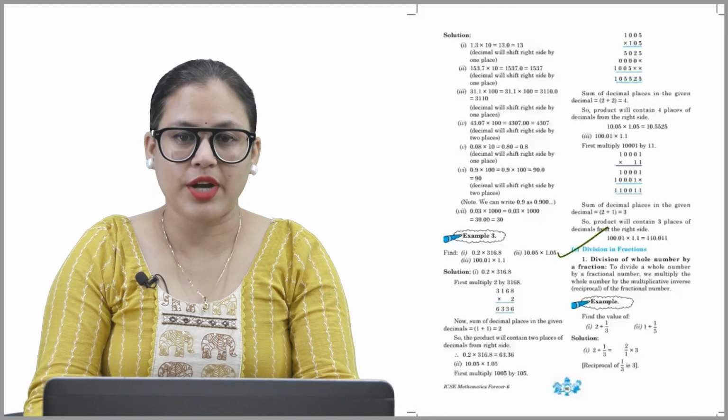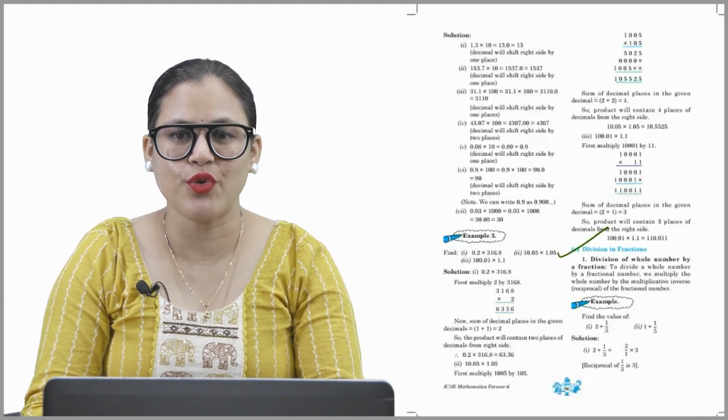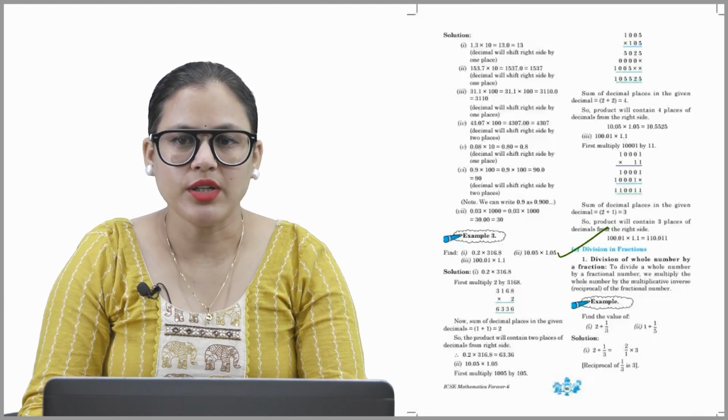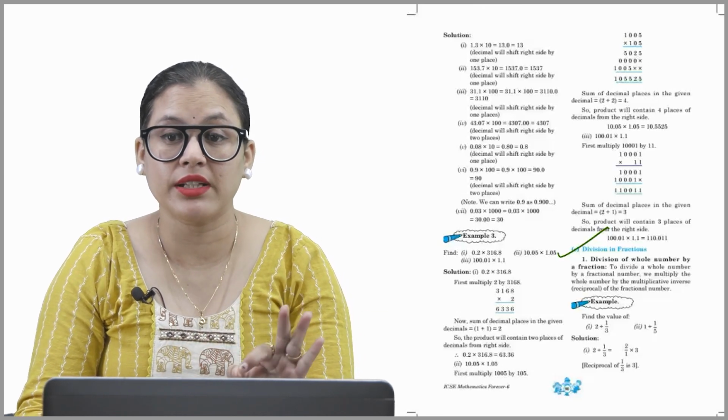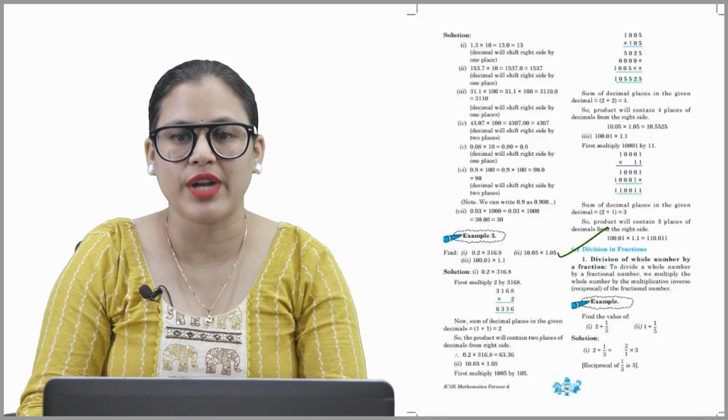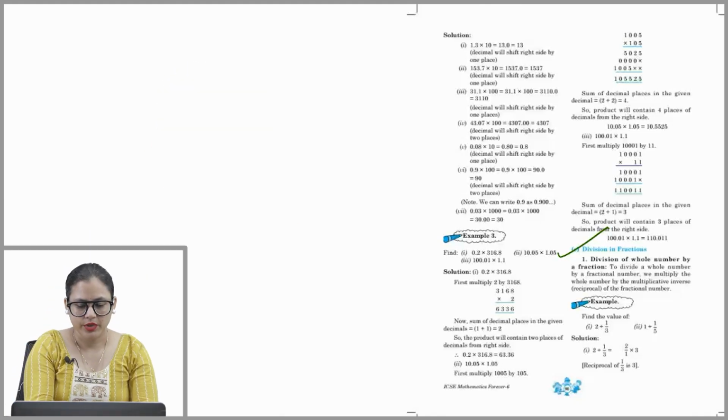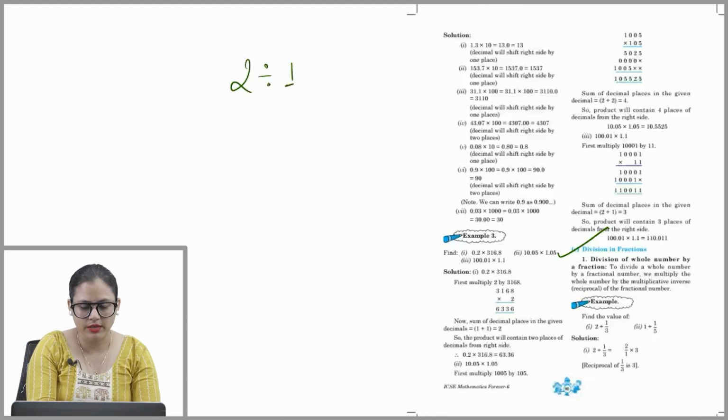Division of fractions. Number 1, division of a whole number by a fraction. To divide a whole number by a fractional number, we multiply the whole number by the multiplicative inverse or reciprocal of the fractional number. For example, 2 divided by 1 by 3.